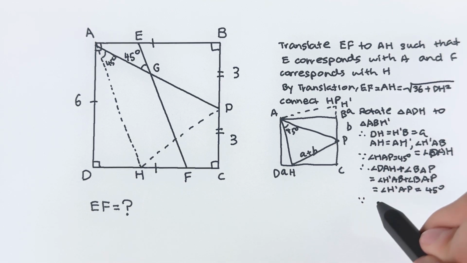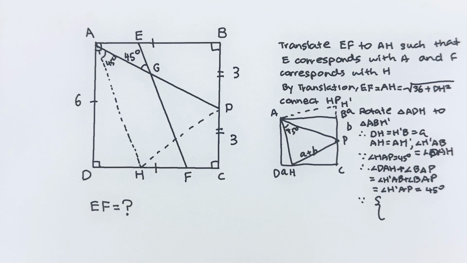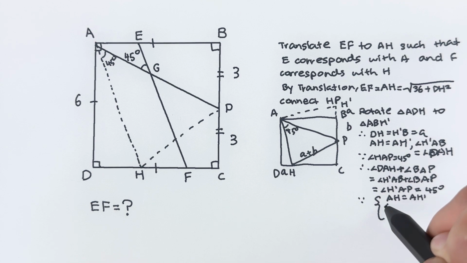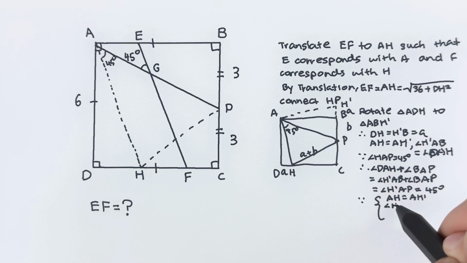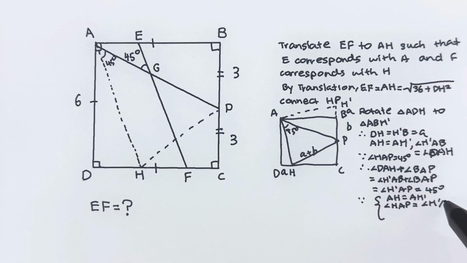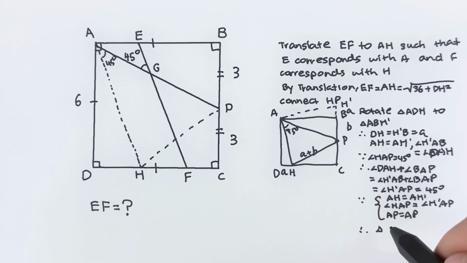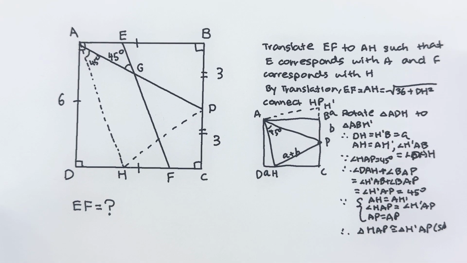So since we have AH equals AH prime, angle HAP equals angle H prime AP, and AP equals AP, triangle HAP is congruent to triangle H prime AP by SAS. So H prime P equals HP equals a plus b.